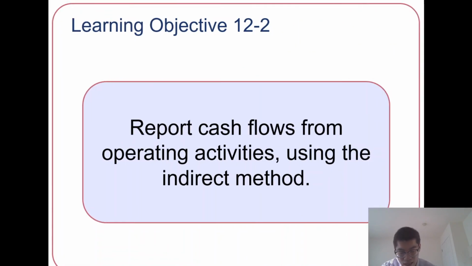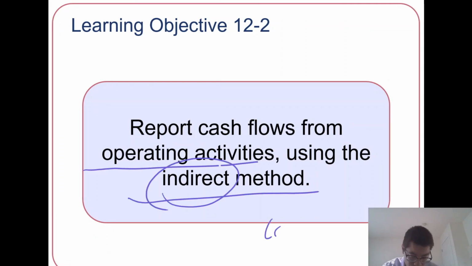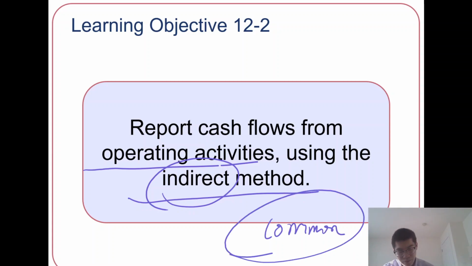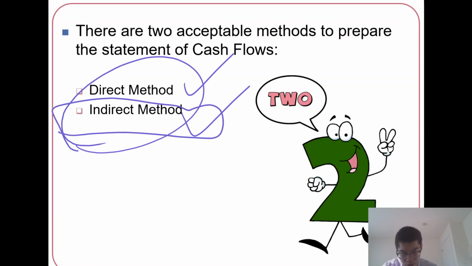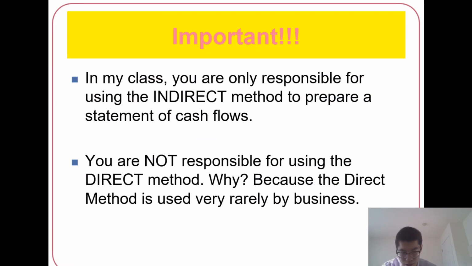So, report cash flow from operating activities using the indirect method, which is a very common method. There are two methods: one is the direct method, and one is the indirect method. Most of the companies are using the indirect method.